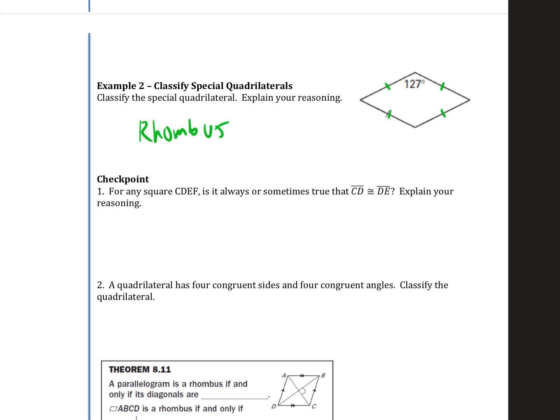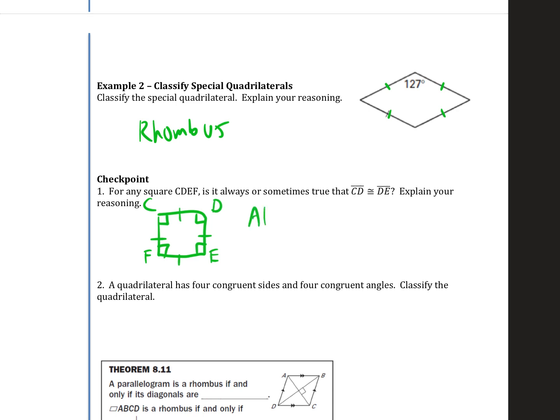All right, for any square CDEF, is it always or sometimes true that CD is congruent to DE? So we have C, D, E, and F. So what makes something a square? Well, it's a rhombus, all the sides are congruent, and it's a rectangle, which means all the angles are 90 degrees. So what do you think? Is CD always congruent to DE? It is, because it's a rhombus.